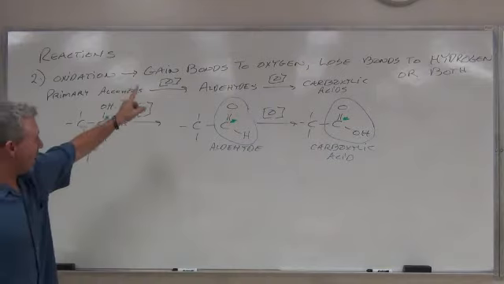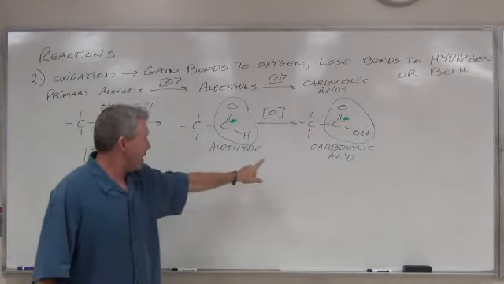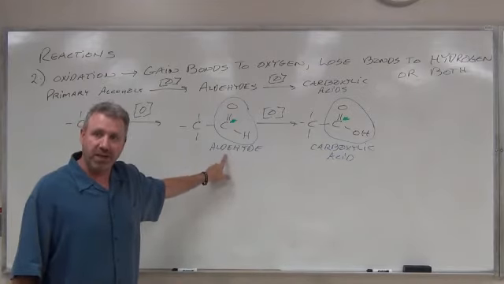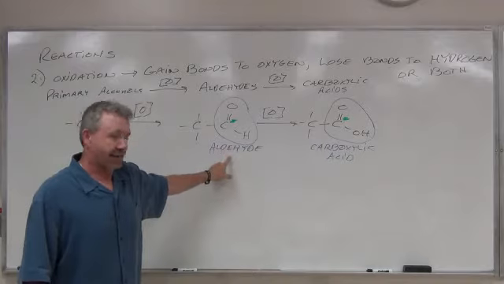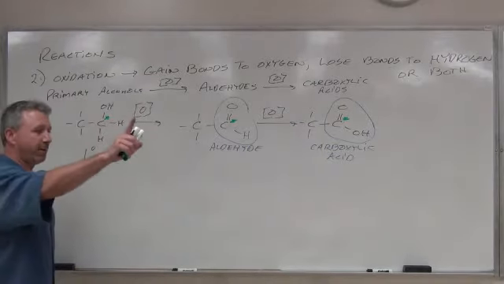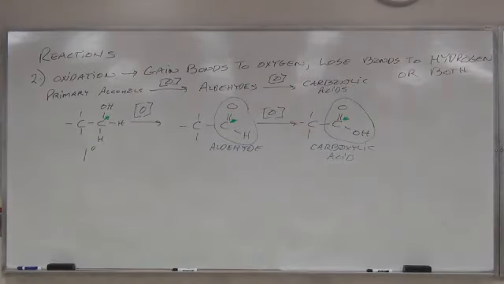Primary alcohols oxidize to aldehydes, which quickly oxidize to carboxylic acid. In fact, there's very little of this present at any time. You have to use special reagents if you want to stop this at the aldehyde intermediate. Primary alcohols oxidize to aldehydes, which further oxidize to carboxylic acids.